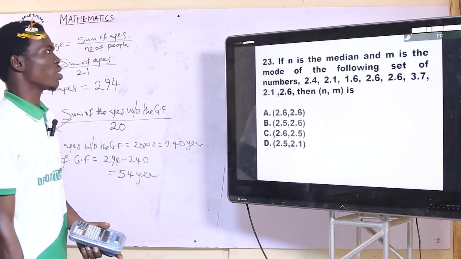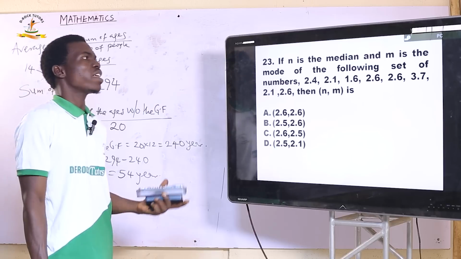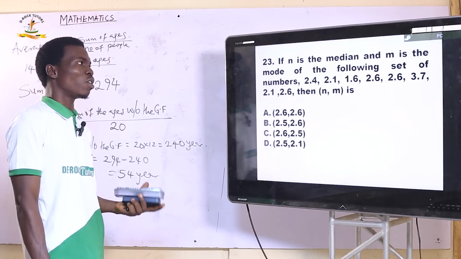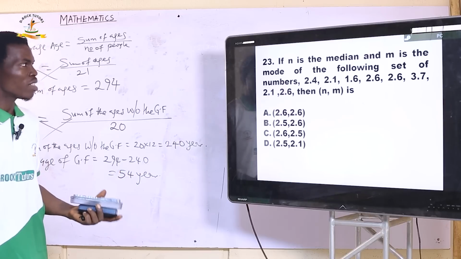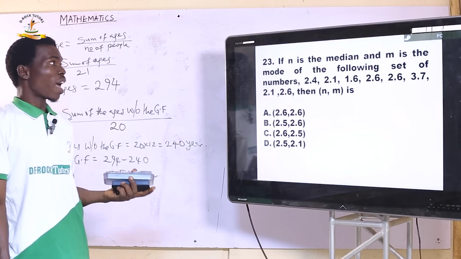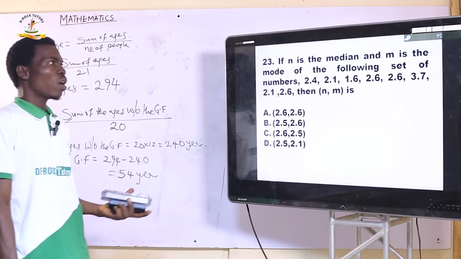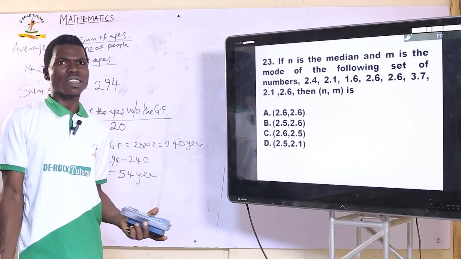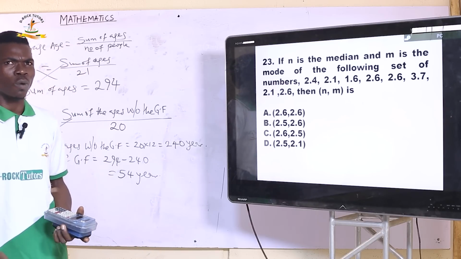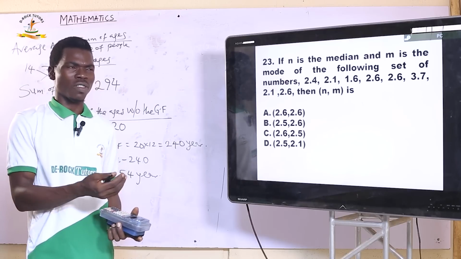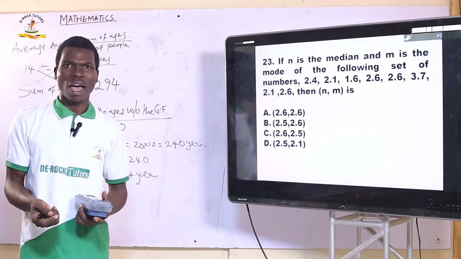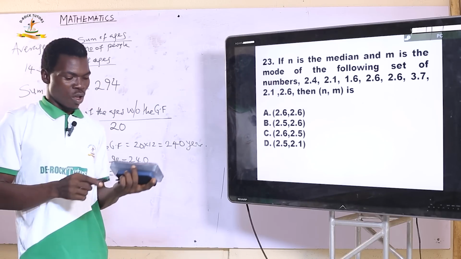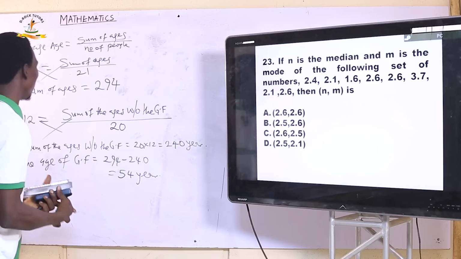Our next question is question 23, and it says, if m is the mode and n is the median of the following set of numbers. So we have to look for m, n. It's simply asking us for the mode and the median of the set. So we have to bring out the set and rearrange it in ascending or descending order of their occurrence.